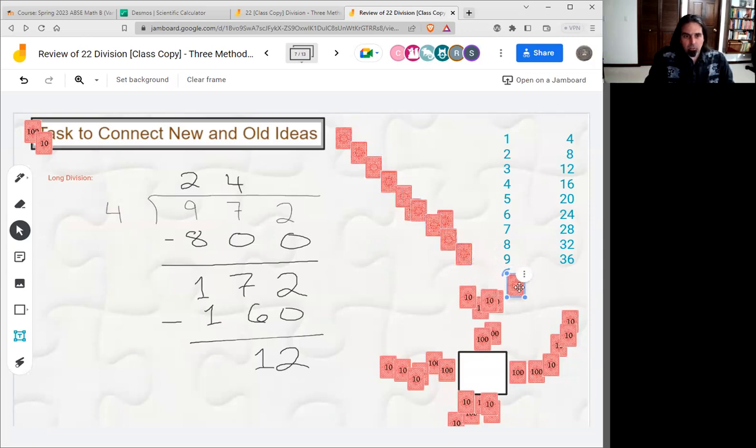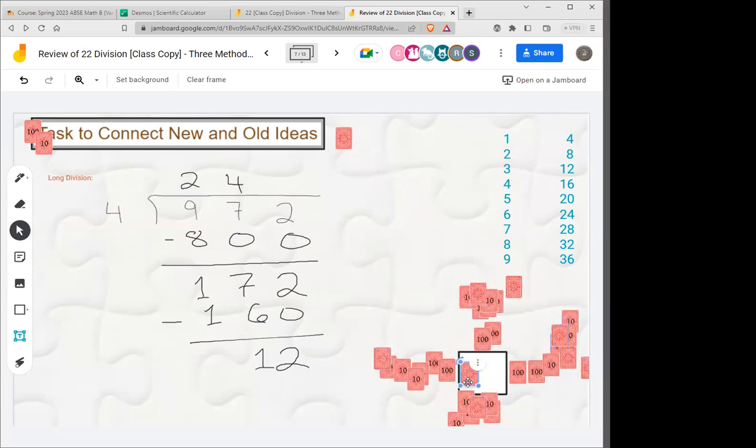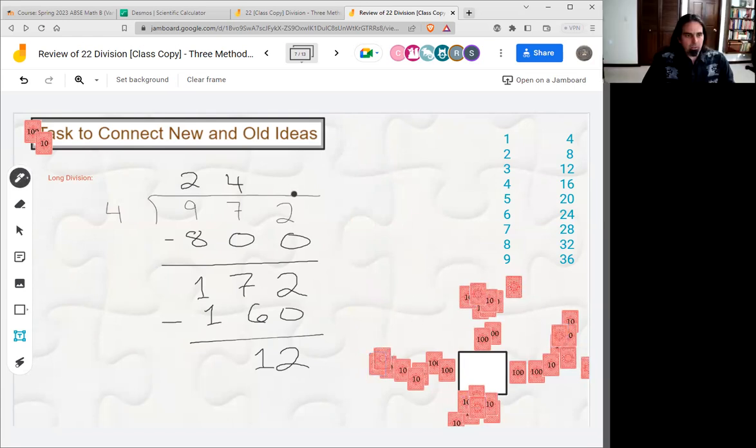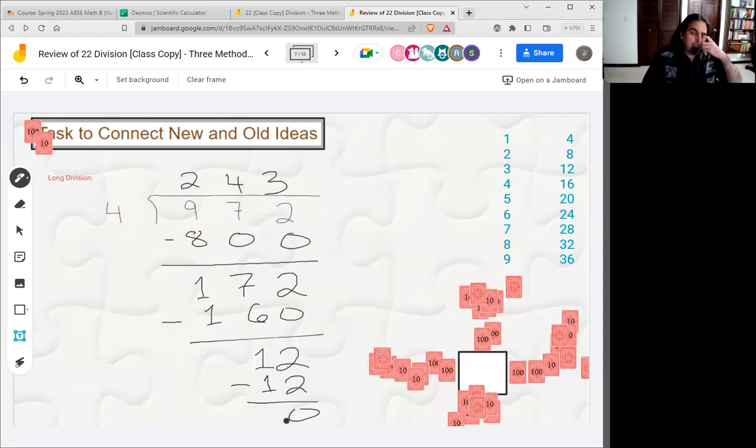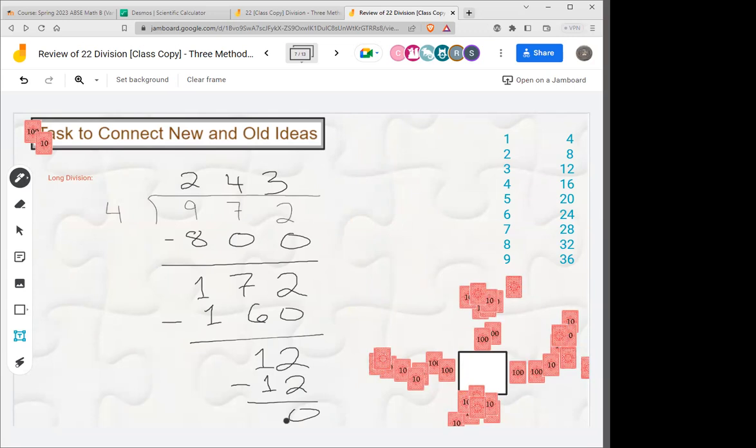Okay, so now you get a 1, you get a 1, you get a 1, you get a 1, you get a 1, you get a 1, you get a 1, you get a 1, you get a 1, you get a 1. So I went around 3 times. That got rid of my 12 cards.